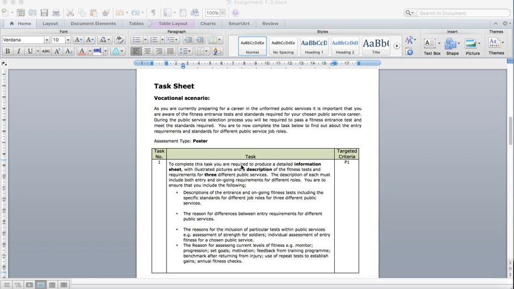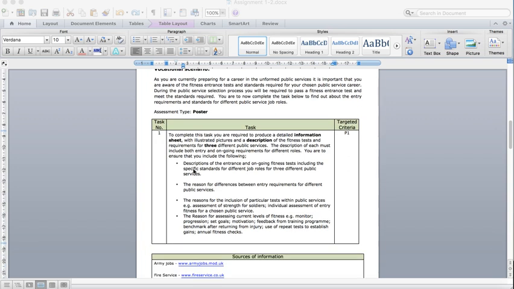The description of each must include the entry and ongoing requirements for different roles. So the first thing you do is you describe the entrance tests and ongoing fitness tests, including the specific standards, like the entry requirements for different jobs, roles for 3 different public services. So what I would do is I'd look at the first one. If we're looking at the Marines, I describe the entry tests. What are they? What are the accepted standards? And then what are the ongoing tests and what are those accepted standards? So I would describe that process.